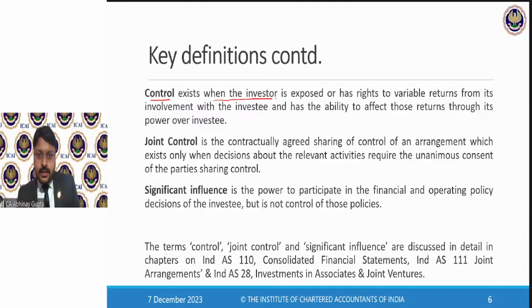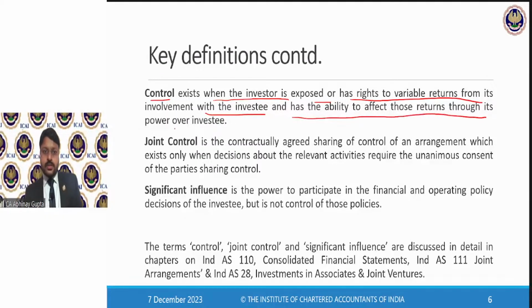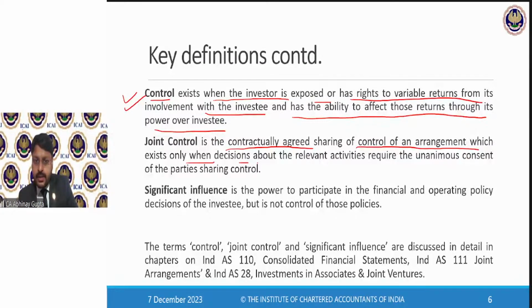Control exists when the investor is exposed or has rights to variable returns from its involvement with the investee and has the ability to affect those returns through its power over the investee. So this is the definition you must have already studied. Joint control is contractually agreed sharing of control of an arrangement, which exists only when the decisions about the relevant activities require unanimous consent of the parties sharing the control.